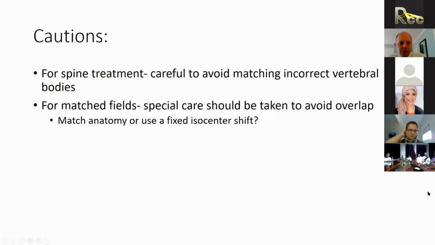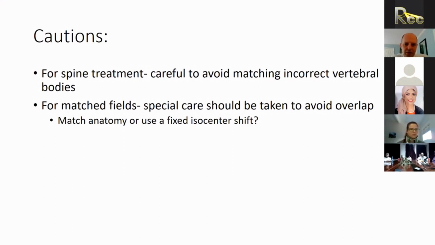A couple more cautions for spine treatments. Be careful to avoid matching the incorrect vertebral bodies. I mention this because it can be a common occurrence: you can have something that looks really good if you're not looking at the ribs or the pelvis in the field and you're just looking at vertebral bodies, but you could be matched on an entirely wrong vertebral body. So just a word of caution to look at the broader anatomy as well, to make sure that what you're looking at makes sense.